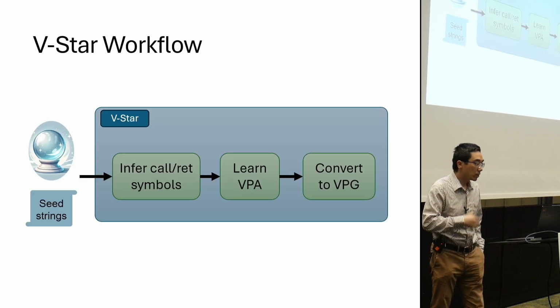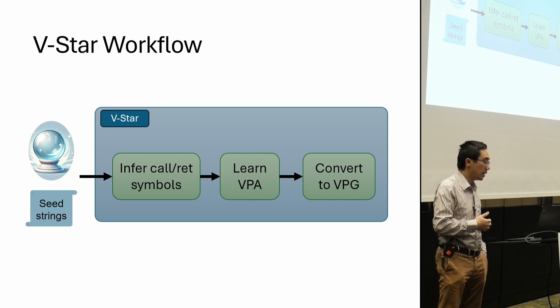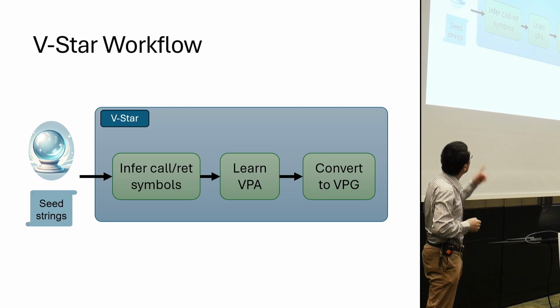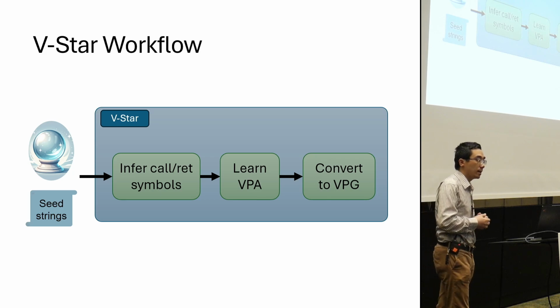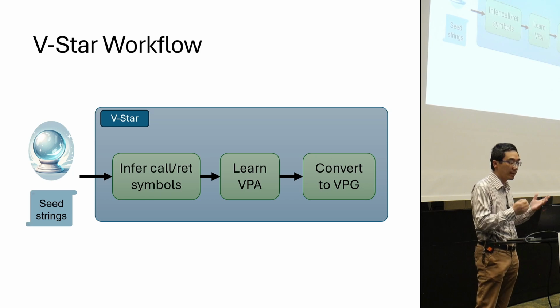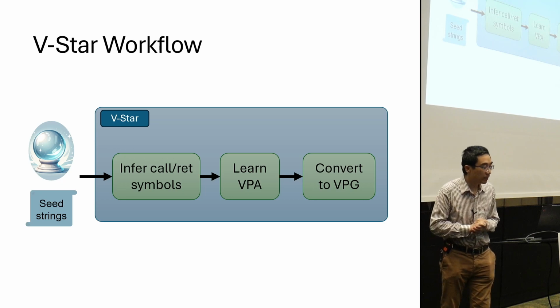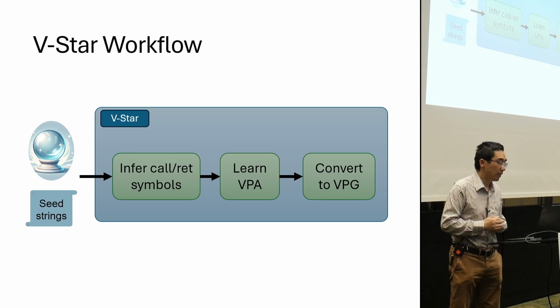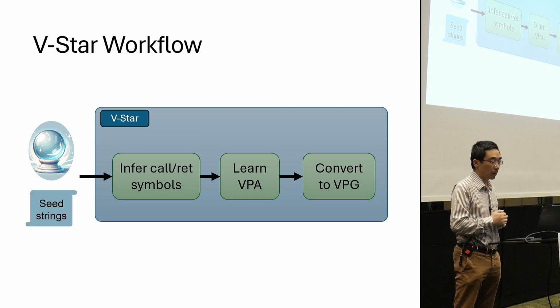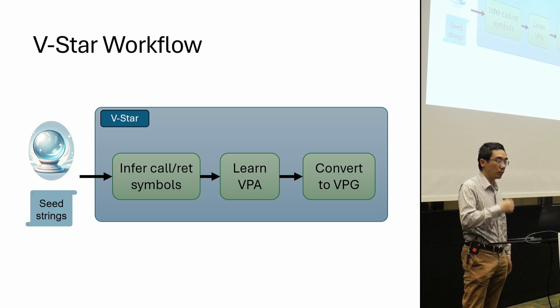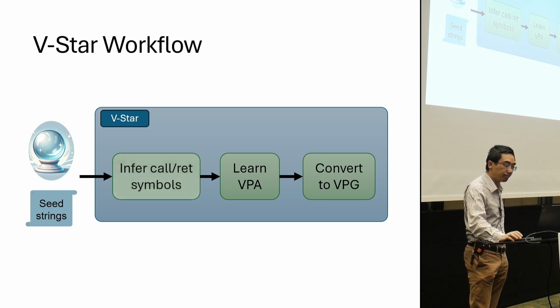Okay, now let's go into some details. Here shows the major steps of VStar. So the inputs include an oracle as well as a set of sample strings. We call them C strings. Then the first step is to infer call and return symbols. And after that, VStar learns a visibly pushdown automaton. And then we convert that VPA into a visibly pushdown grammar. Okay. So next step is to discuss how to infer call and return symbols.